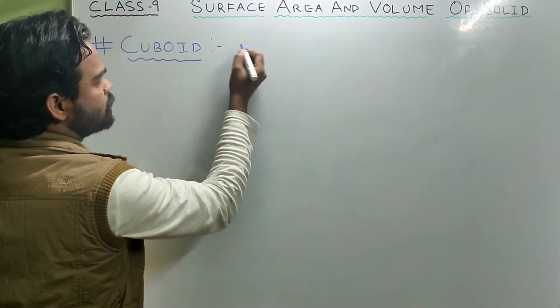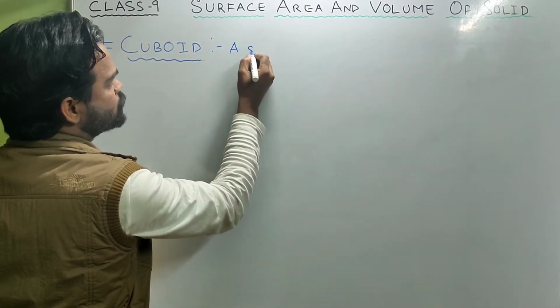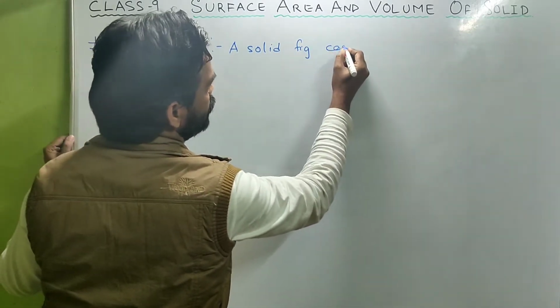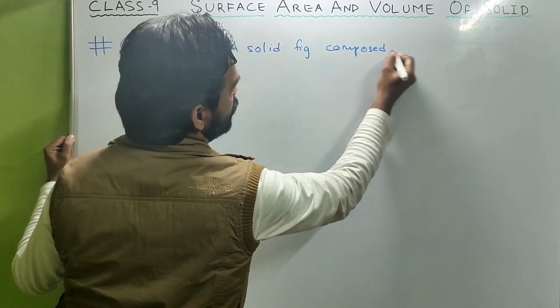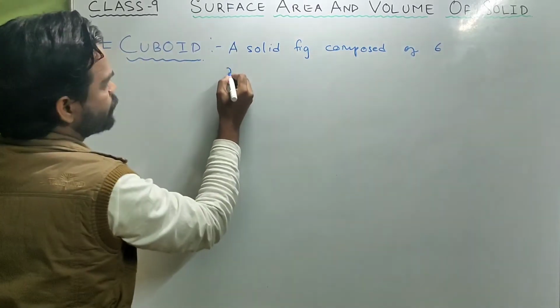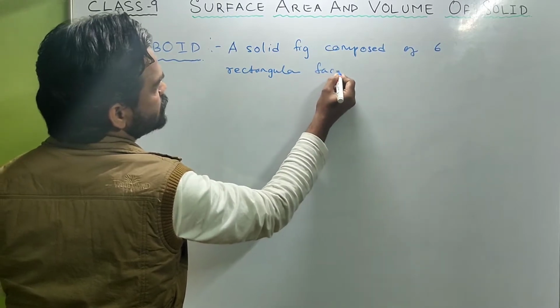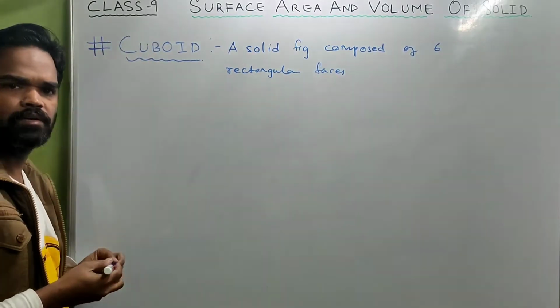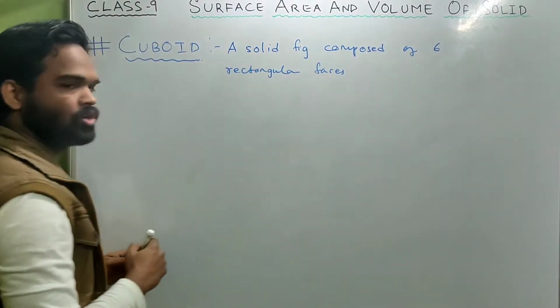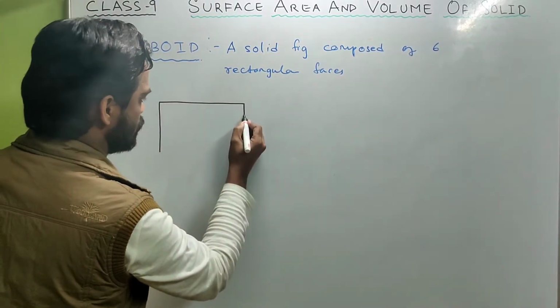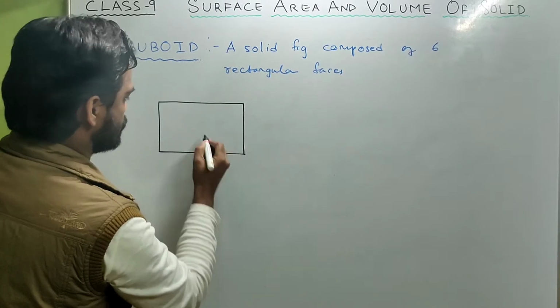So a cuboid, in simple words, we can say is a solid figure composed of 6 rectangular faces, isn't it? That's a solid. You've seen a box, it looks like a cuboid, isn't it? I'll just try to draw a cuboid.